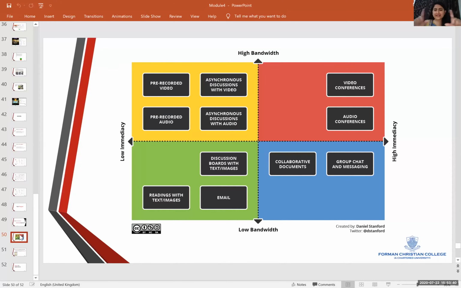So this indicator right over here is very good to choose apps according to your need and according to the internet's speed as well, whether you have high bandwidth or low bandwidth, and what's the purpose of your instruction inside your virtual classroom or even in remote or offline setting as well.